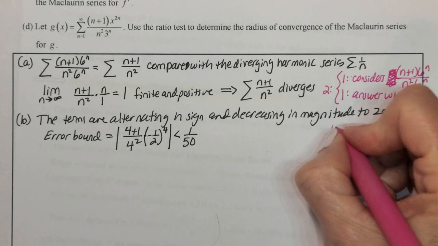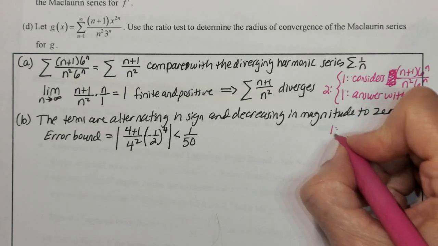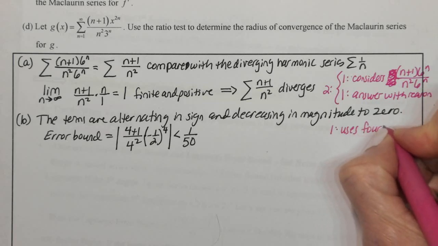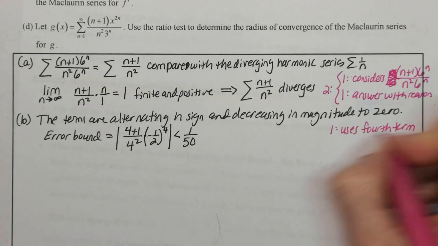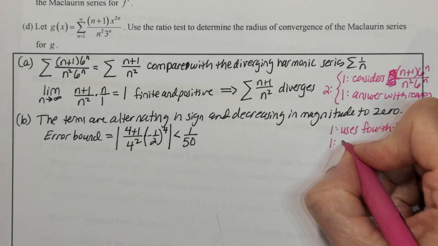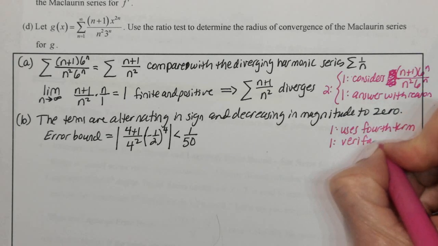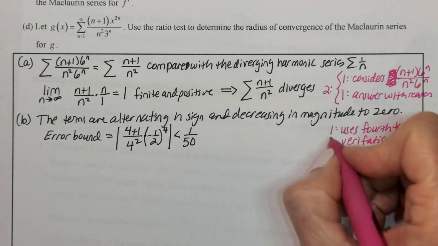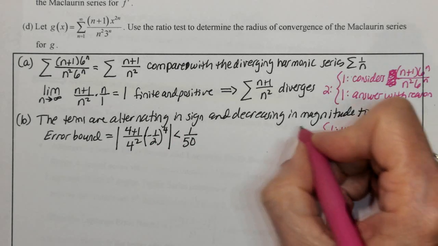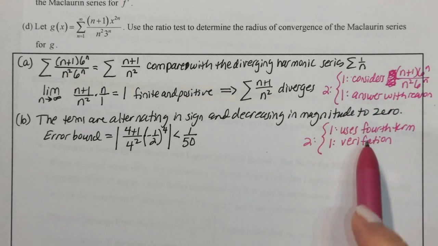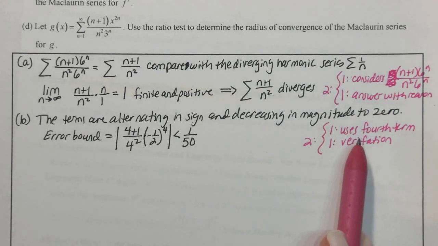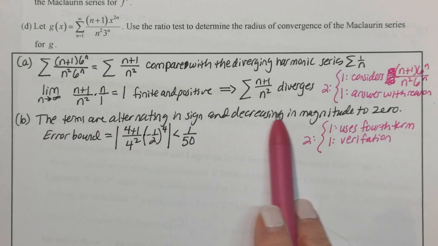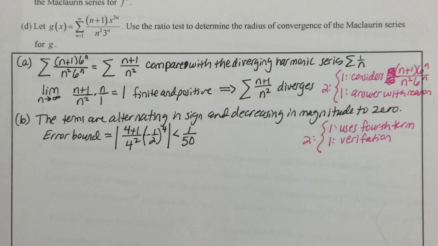So 1 point was earned for uses the fourth term. Did you use the fourth term? Yes, we did. 1 point was for the verification, saying that it's less than 1 over 50. Another note here, to get the verification, we had to say that the terms are alternating in sign and decreasing in magnitude to 0. Had to say that.